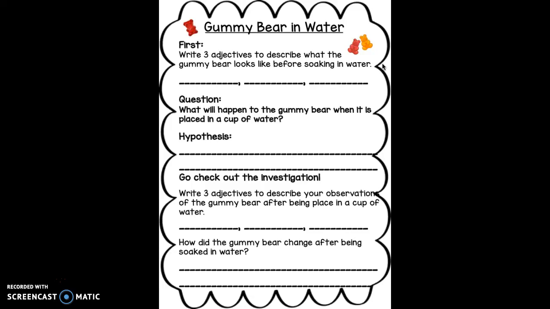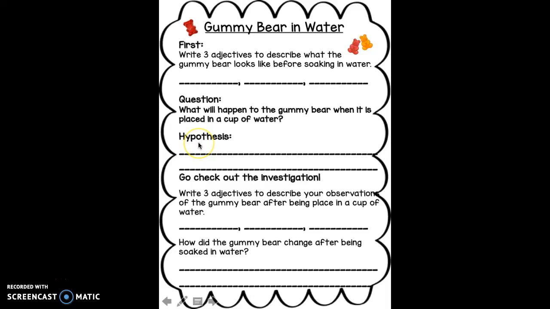Next, we have a question. So as scientists, we ask lots of questions. So the question for this investigation is, what will happen to the gummy bear when it is placed in a cup of water? So now as a scientist, you are going to make a hypothesis.